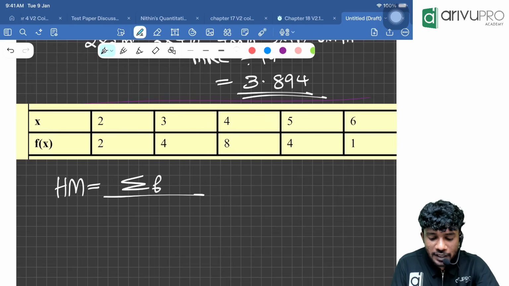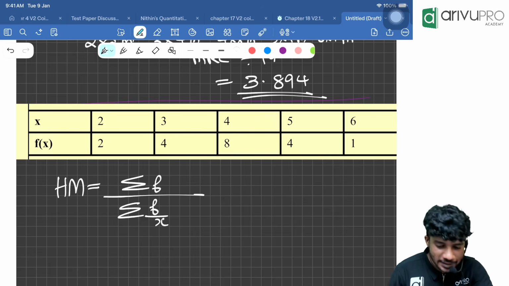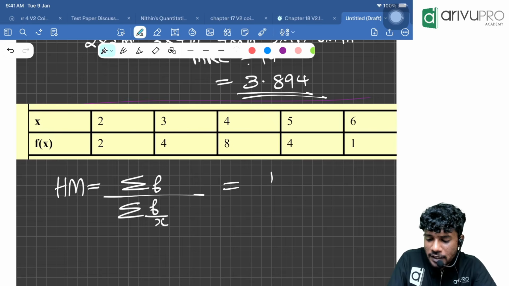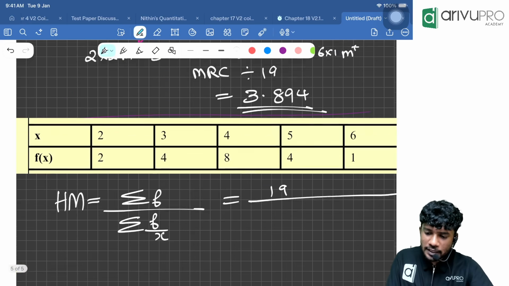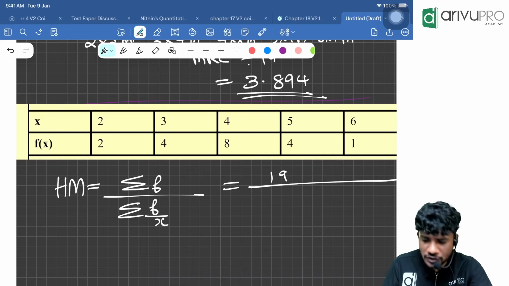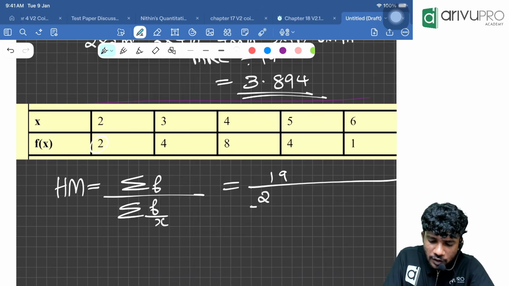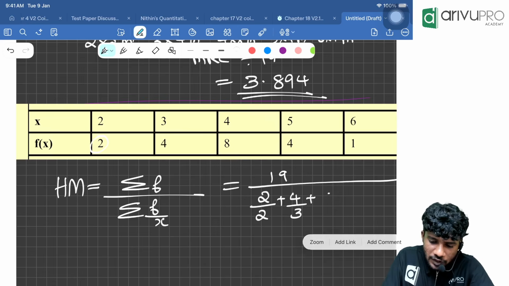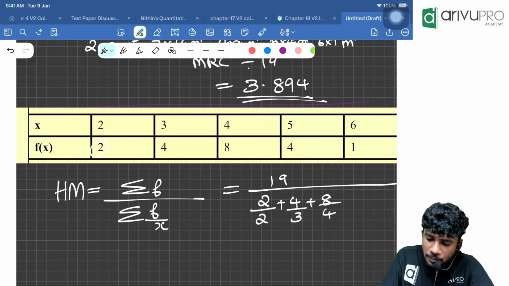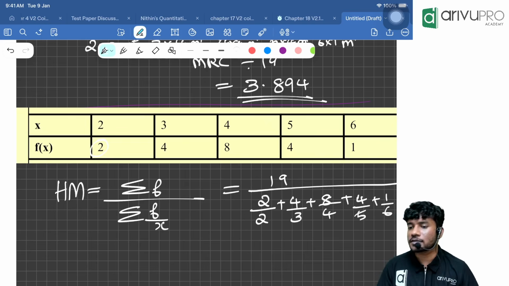Sigma F divided by sigma F by X. That was the formula for grouped HM. Sigma F we already have, 19. Total number of frequencies, 19, divided by: first frequency is 2, so 2 divided by 2, plus 4 divided by 3, plus next frequency 8 divided by 4, plus 4 divided by 5, plus 1 divided by 6. Get me the answer. Frequency divided by X.